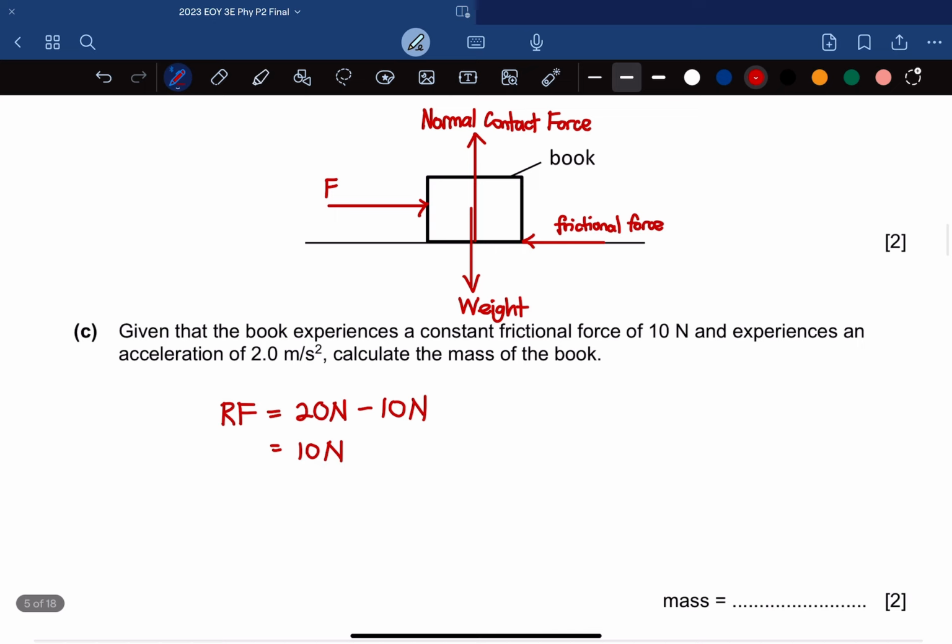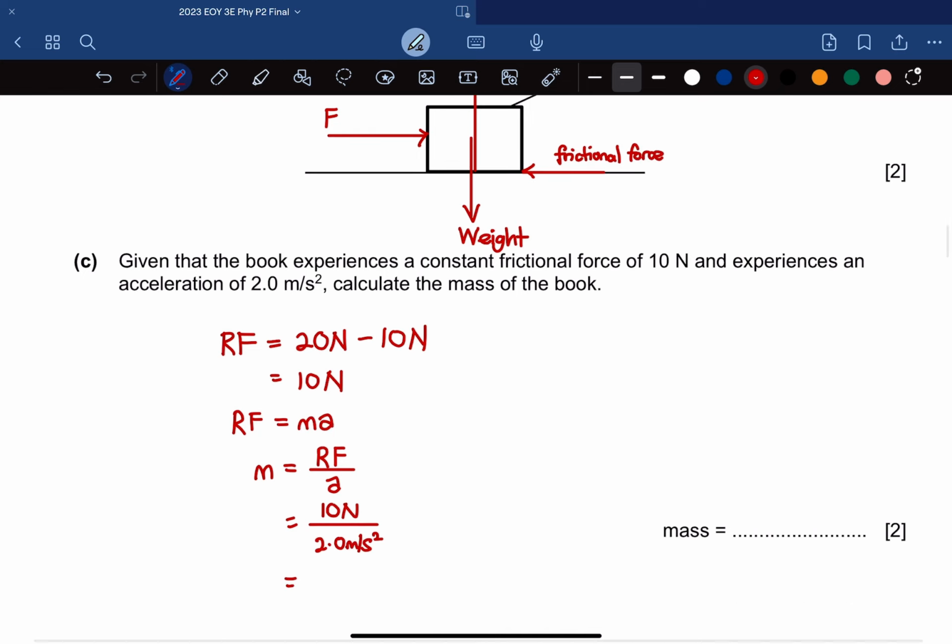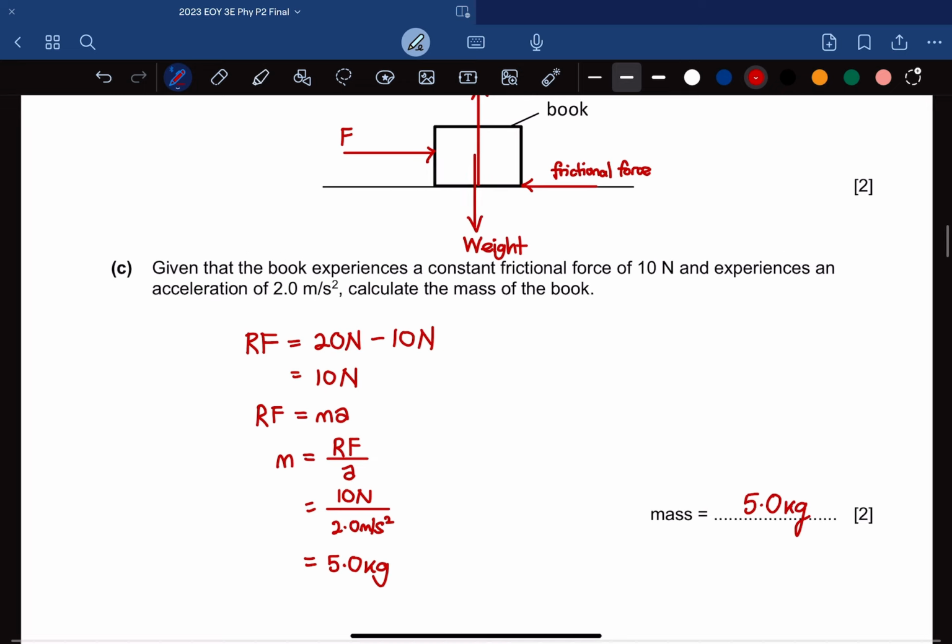And we know from Newton's second law, by the formula, resultant force is equal to mass times acceleration. The mass of the book is equal to the resultant force acting on the book divided by the acceleration of the book, which in this case we have found that the resultant force is 10 Newton, whereas the acceleration of the book is 2.0 meter per second square. And therefore my answer will be 5.0 kg, which will be the mass of the book. And that will be the end for question 4.